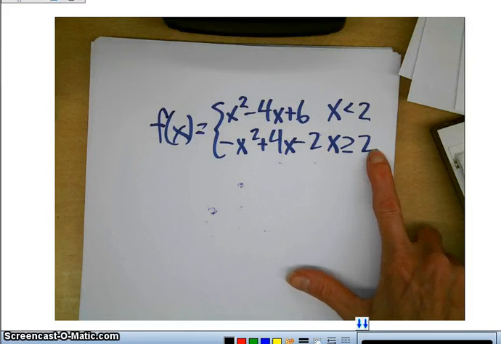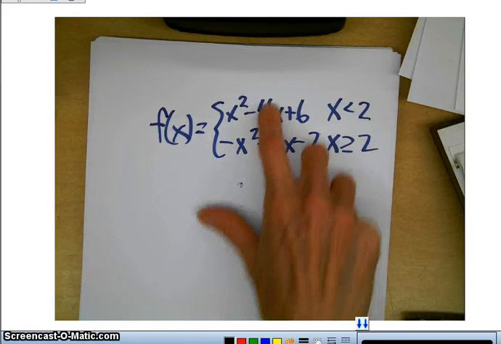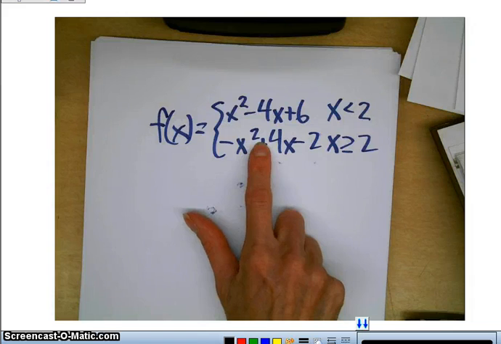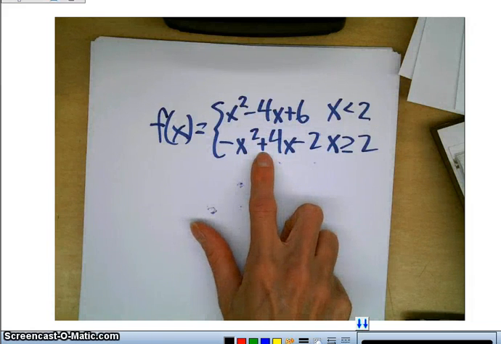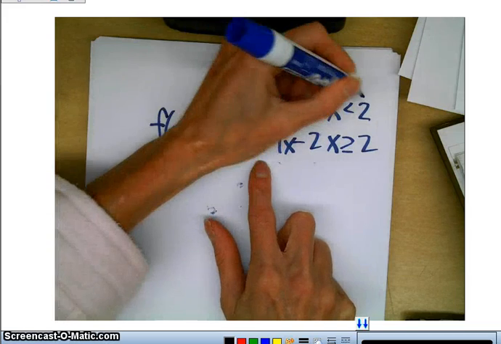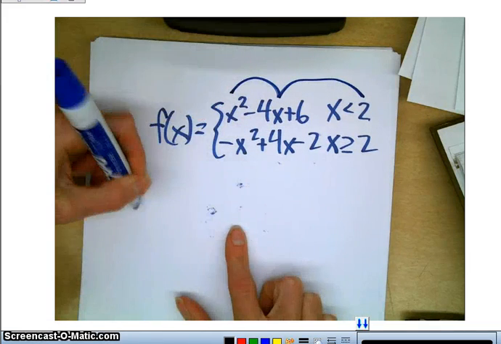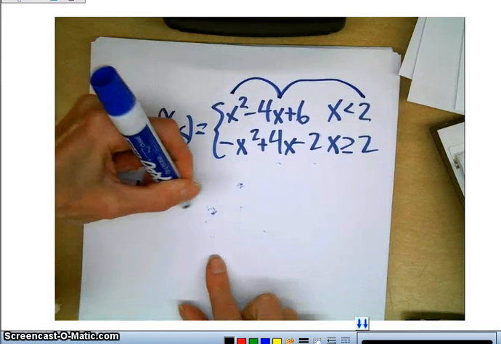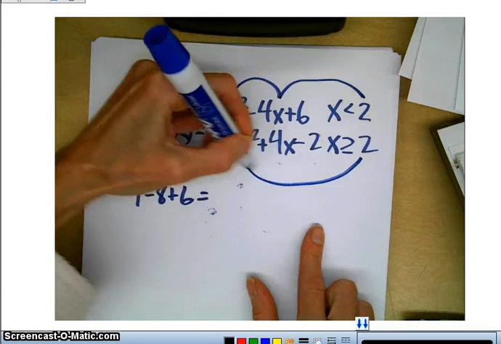What has to happen for this to be continuous at 2? What has to be equal? These two have to be touching when x is 2. So these two have to be equal when x is 2. All you're doing is just checking to see if that's the case. Put 2 in for those x's, and put 2 in for those x's.